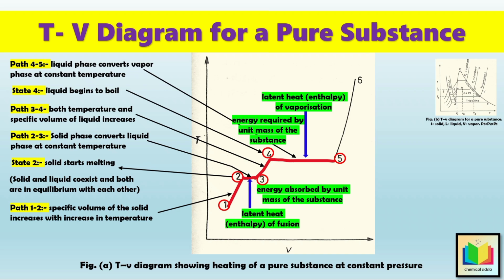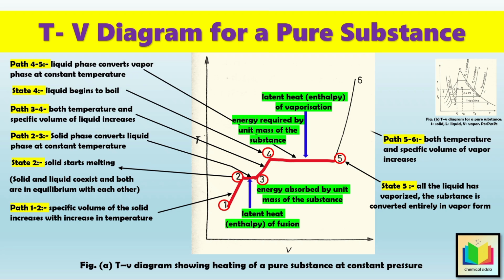Then, further heating, the system reaches state 5, where all the liquid has vaporized, and the substance is converted entirely into vapor form. Now, if we continue heating at constant pressure, both the temperature and specific volume of the vapor increase. And this is shown by the curve from 5 to 6. So, that's how a pure substance behaves when heated at constant pressure, which we have understood with the help of figure A.